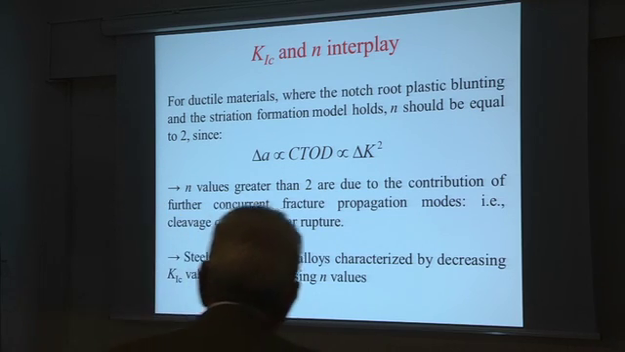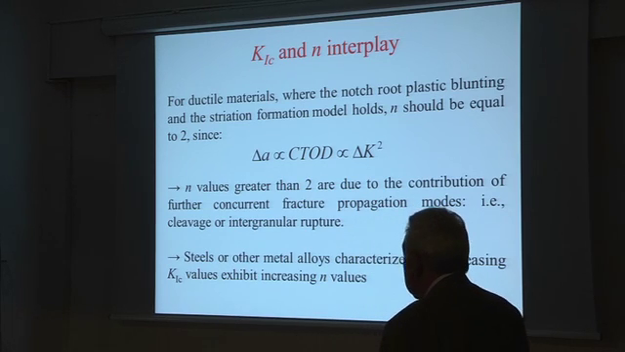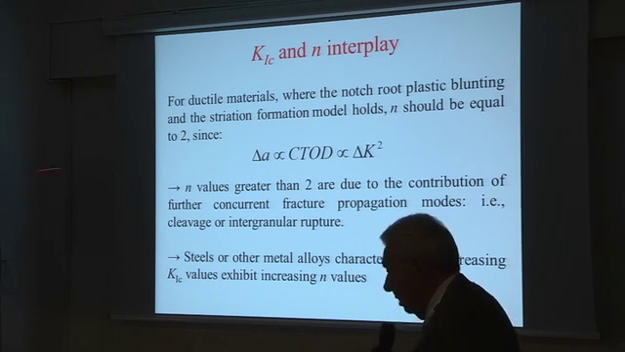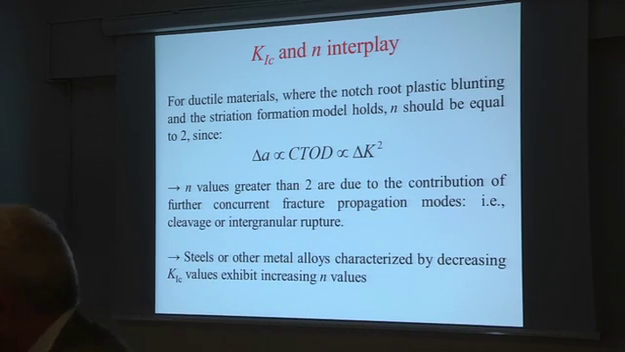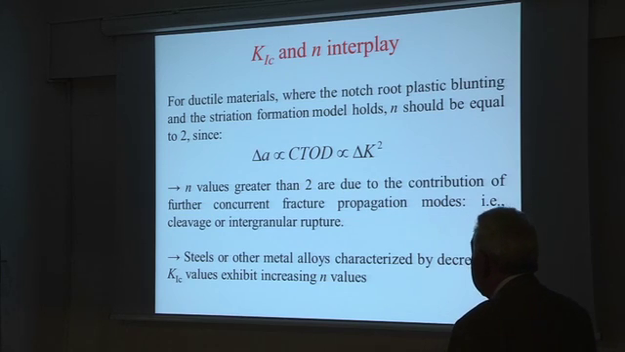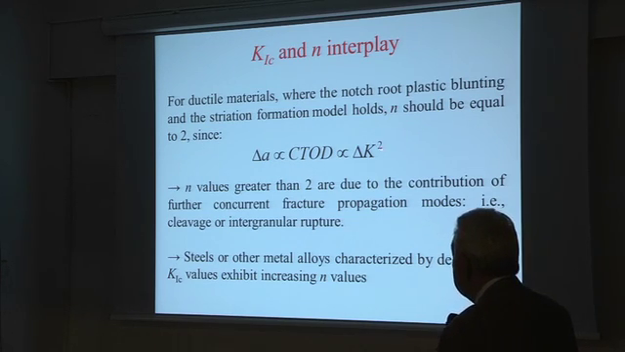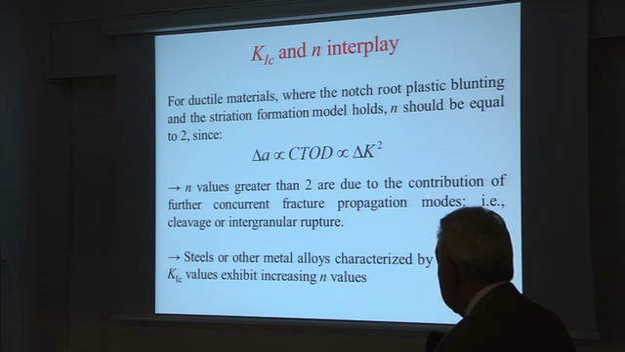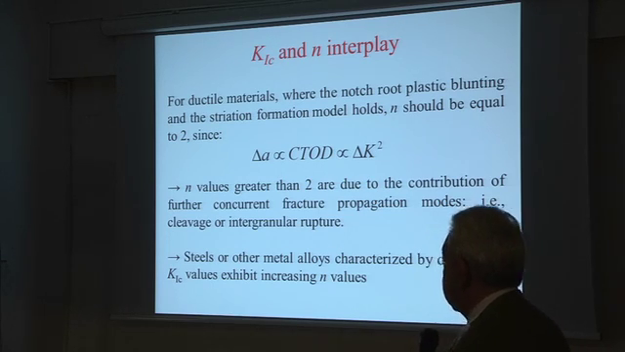Now, the crack advance is proportional to the crack tip opening displacement, and we know that this is proportional to delta K, K max minus K min, to the square. If we have a ductile material in which these striation formation model holds, N should be equal to this exponent. But, as I was telling you, there can be contribution to the crack advance of other fracture propagation modes, which can be cleavage or intergranular ruptures.